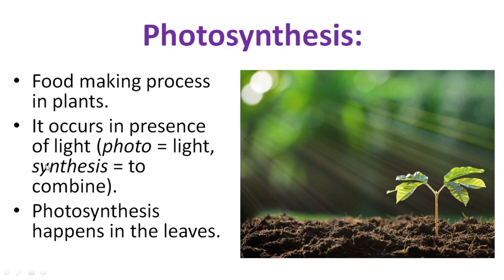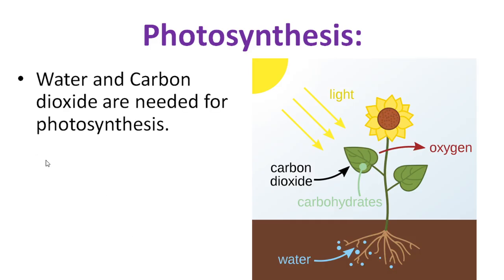Now, if we look over here, in order to make something, you need raw materials. For plants to do photosynthesis, they need raw materials, and the raw materials are water and carbon dioxide. For photosynthesis to occur, plants require water and carbon dioxide.